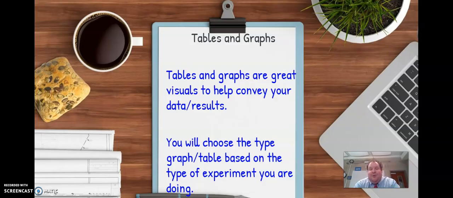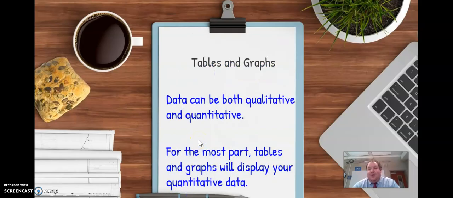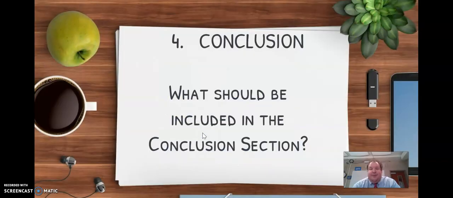There's a lot of people that may not want to read big, long paragraphs about your experiment, but they can quickly go through and look at your tables and graphs and see the data that you have collected. You're going to always choose the type of graph and table based on the type of experiment that you're doing. Every graph doesn't work for every experiment. Every table doesn't work for every experiment. And your data can be both qualitative and quantitative. For the most part, tables and graphs are going to display your quantitative data because that has to do with numbers.